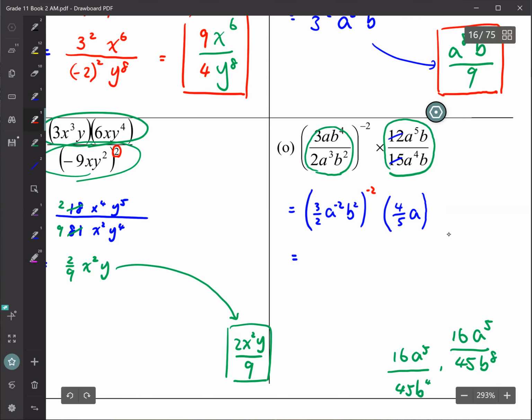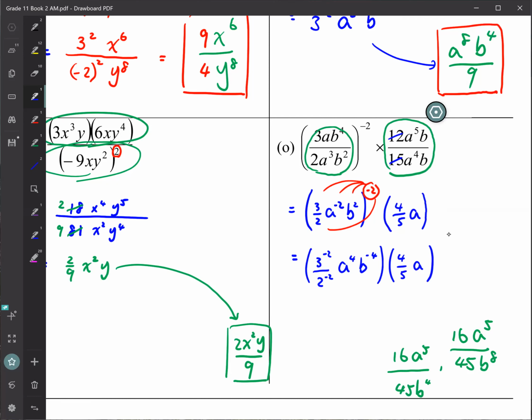Next thing, we are going to share the negative 2 on the outside. So we have 1, 2, 3, and 4 things to share. Okay, let's do it slowly. So we have 3 to the negative 2, 2 to the negative 2, a to the 4, b to the negative 4, over 5a. Does anyone have questions so far?